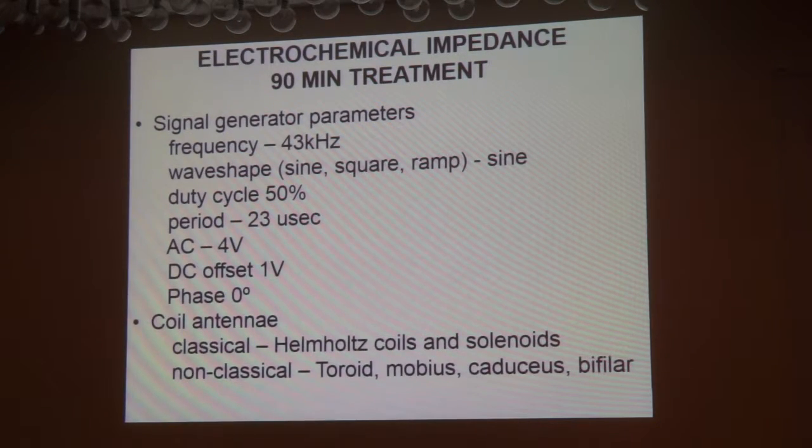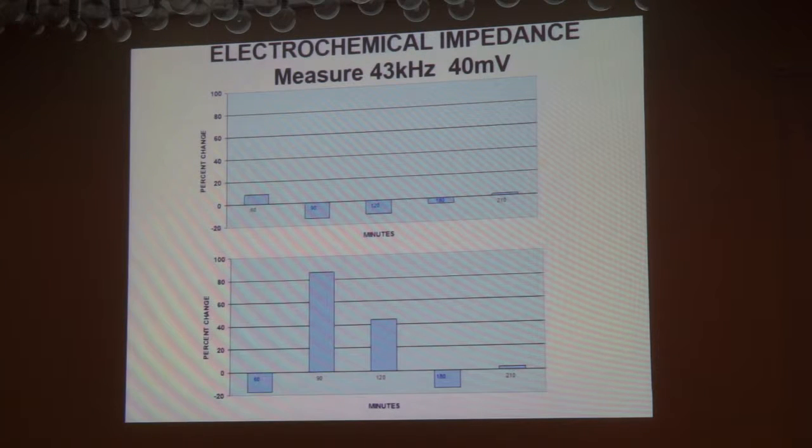But before we do that, I'll describe the parameters. Okay, so in these experiments, I'm using a signal generator, 43 kilohertz, and signal generators have a lot of different parameters. These are the parameters. Sine wave works best, square wave doesn't work as well, and these parameters using various coils. So here's an example of measurements. Conductivity using the electrochemical impedance, stimulating with 43 kilohertz, and then measuring at 43 kilohertz.